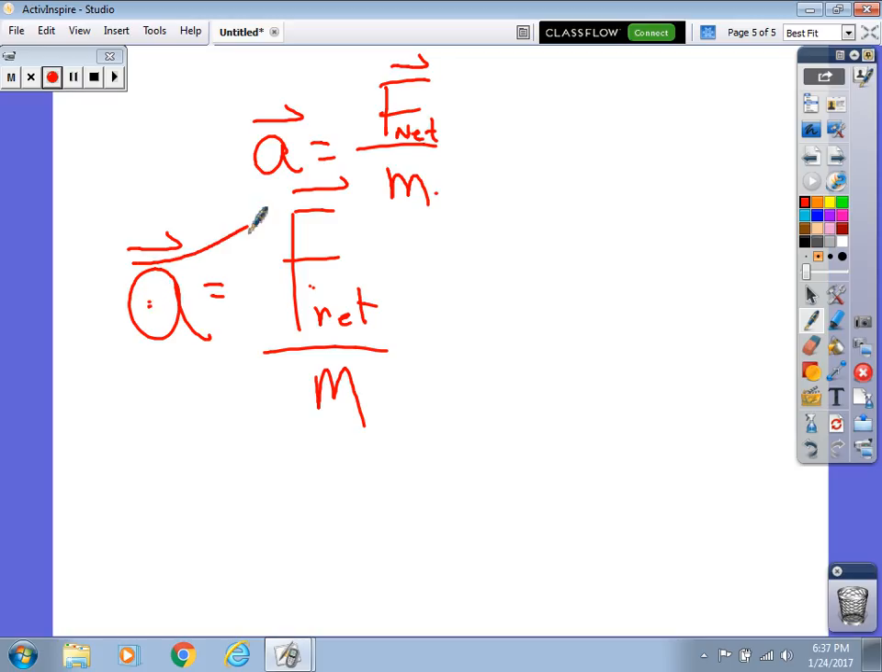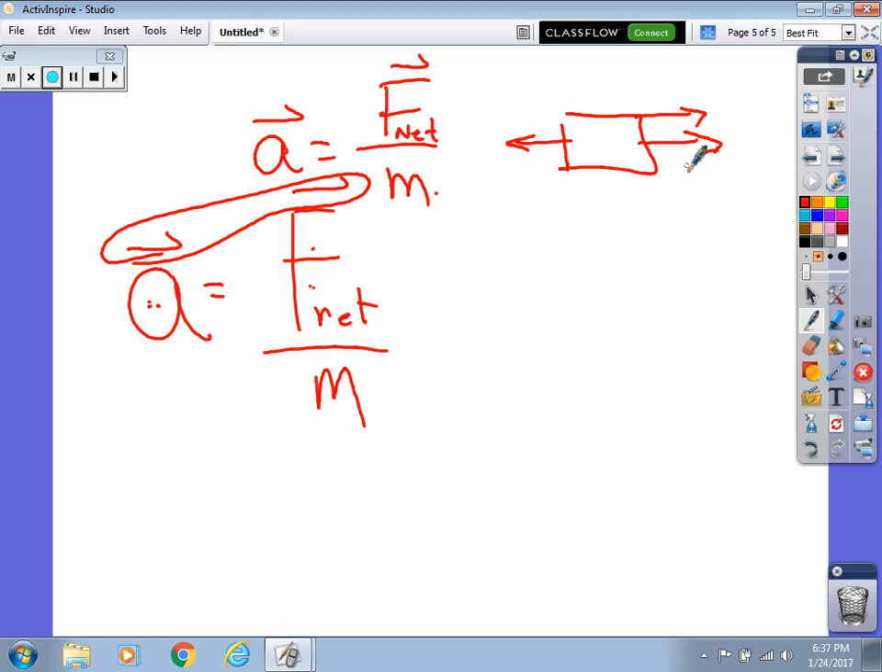The other thing I want you to notice is that these are vectors. This acceleration is always in the same direction as the net force, always. So if you have a tug of war going on a block, and I've got two forces on this side and one force on this side, these two together are going to beat this one. Well, which way is the block going to accelerate? In the direction of the net force.